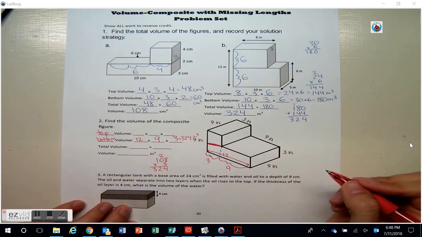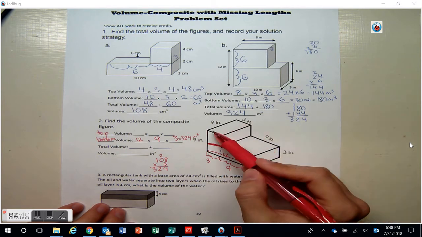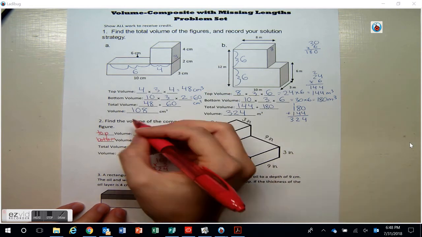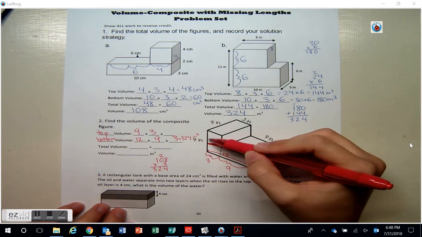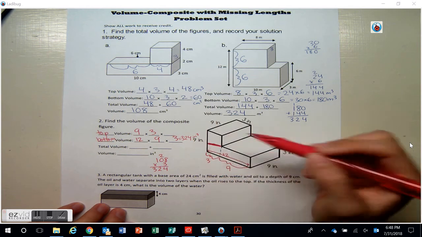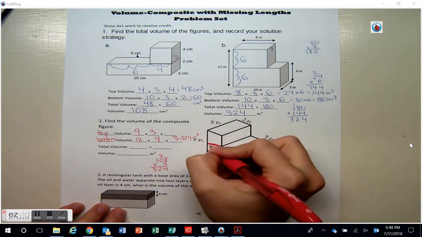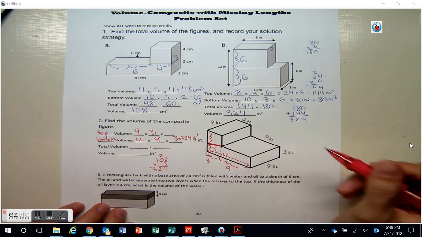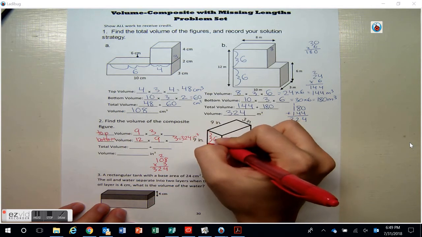Okay. For the top, we have a length and a width, so I'm going to write 9 times 3. I have the total shape. The total shape has a height of 9. This bottom shape has a height of 3. So if this is 3, what would that be? Well, 3 plus what gives me 9? You got it, 3 plus 6.